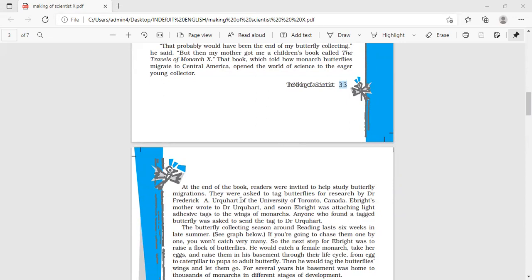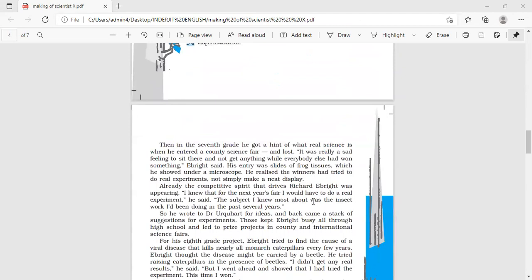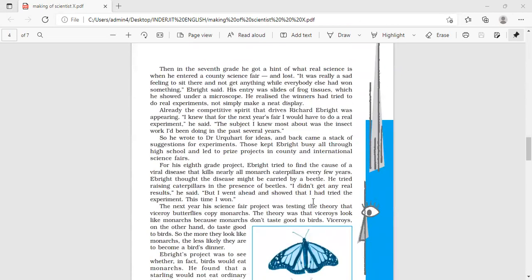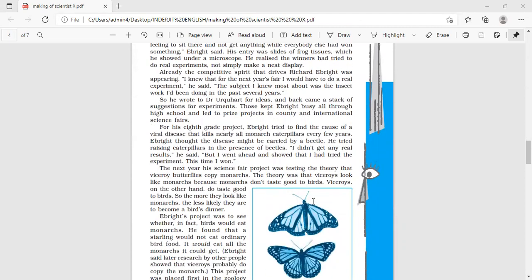So he was doing research on the butterflies, isn't it? And it was mentioned there at the end of the book that he did, The Travel of the Monarch, isn't it? So he wrote to him, and Dr. Urquhart gave him a series of lots of ideas. These are the things that you can do for your projects, for your experiments. Those kept Ebright busy all through high school, and through his schooling days, he was busy on all those experiments. And as a result, it led to prize projects in county and international science fairs.